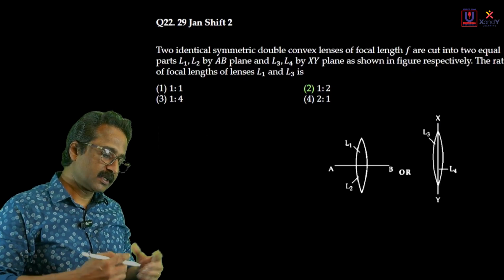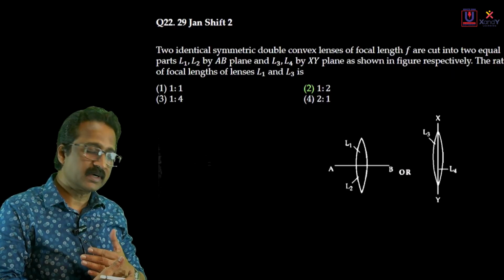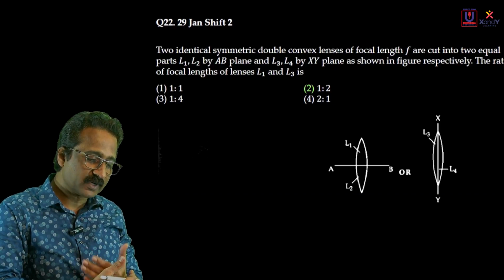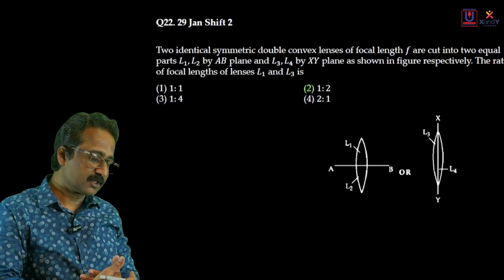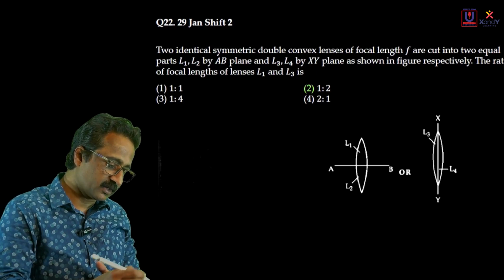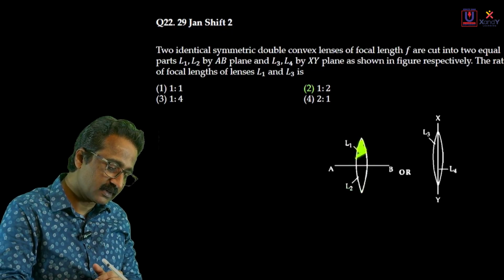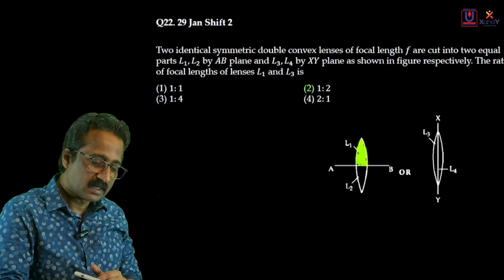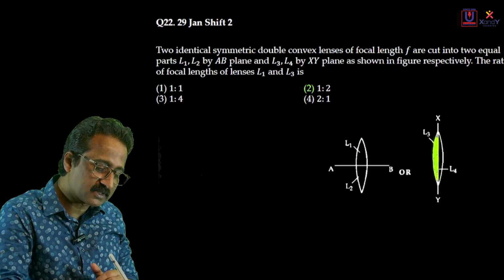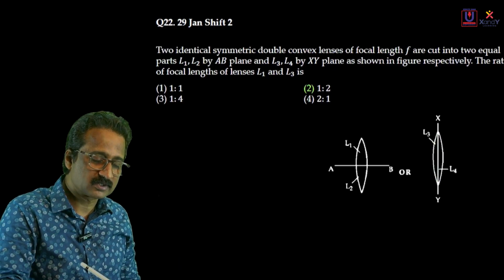That was it. Two identical symmetric double convex lenses of focal length f are cut into two equal parts L1 and L2 by AB plane and L3 and L4 by XY plane as shown in the figure respectively. The ratio of focal lengths of the lenses L1 and L3 is? So what are these L1 and L3? They clearly show, yes, this is a full convex lens. Now that convex lens has a half here. That half is actually called L1. Now in the second figure, if you cut the lens in a different way, again you'll get two halves. Now this half is known as L3. So the question is, what is the ratio of the focal lengths of these two parts?